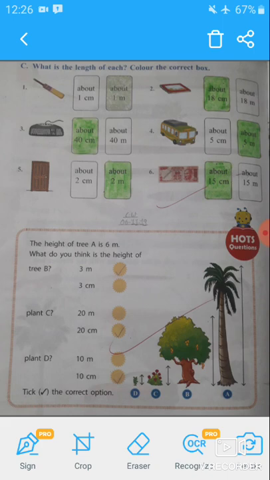In our next video, we will discuss the next topic from this chapter, like measurement of capacity. Now students, do practice all the exercises from this chapter or this unit by using centimeter scale or by comparing any two objects. You can do the exercises of this unit.